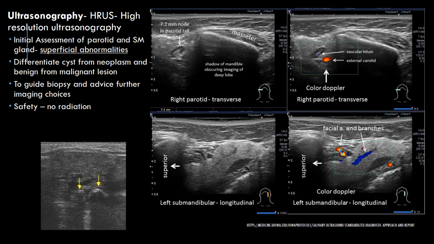So this is an example of how the parotid looks on ultrasonography, and color Doppler has also been applied, which gives you a clear idea of how the facial artery and its branches appear, and how the submandibular gland appears, as well as how the parotid appears on the ultrasonography.